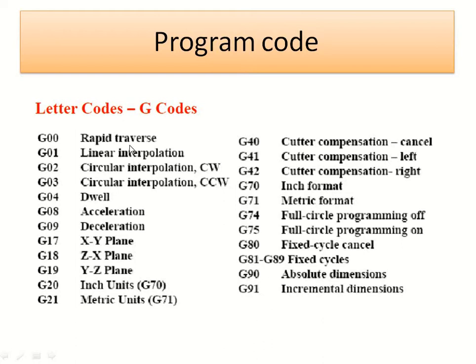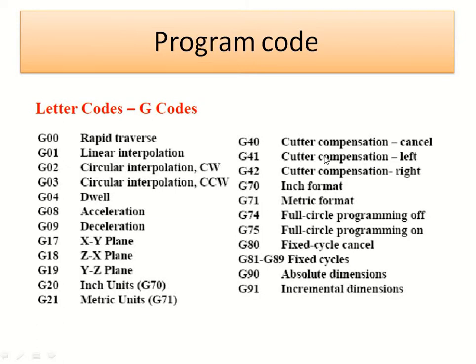So we can go through the G codes. G00, rapid traverse. G01, linear interpolation. G02, circular interpolation clockwise direction. G03, circular interpolation counterclockwise, that is anti-clockwise direction. G04, dwell. G08, acceleration. G09, deceleration. G17, XY plane. G18, ZX plane. G19, YZ plane. G20, inch units. G21, metric units.